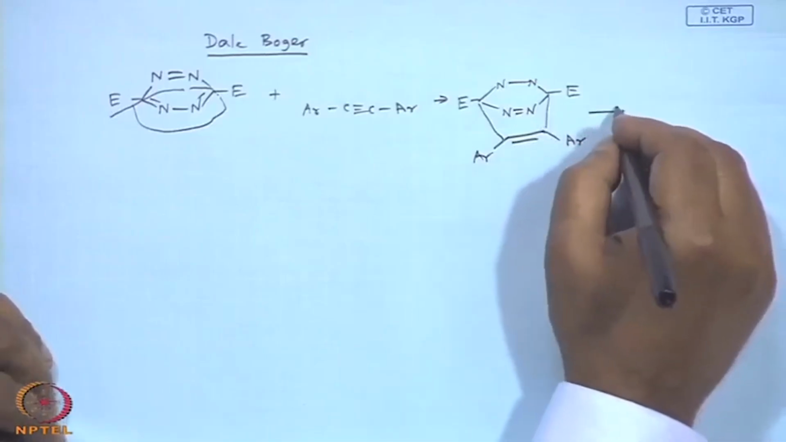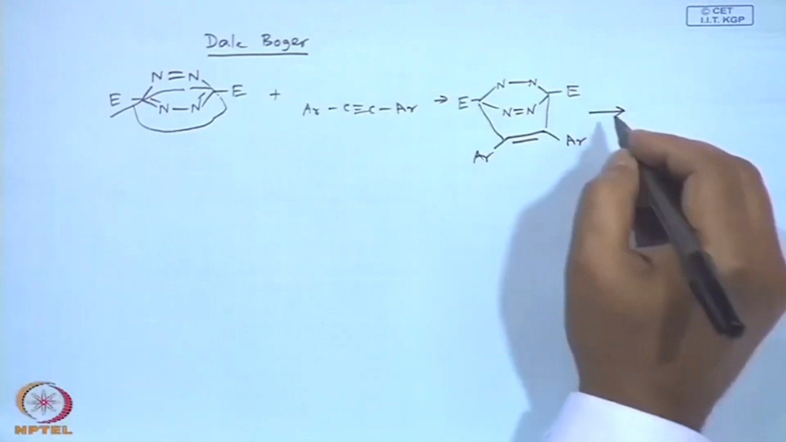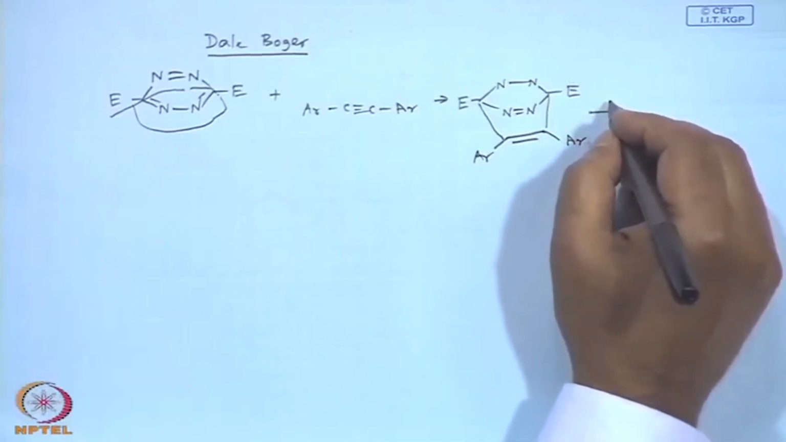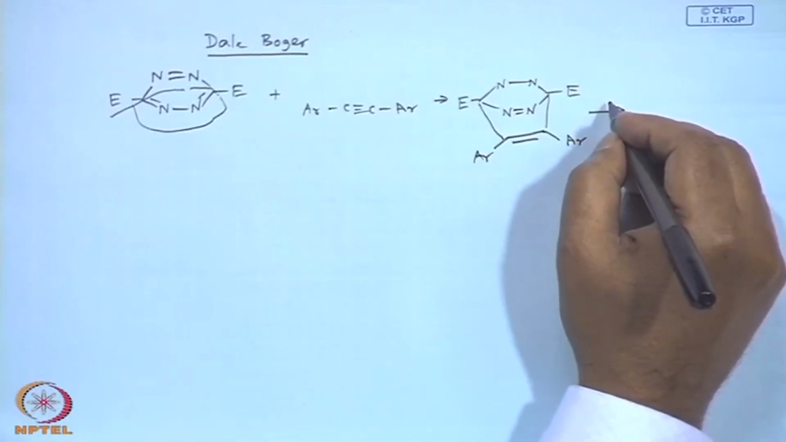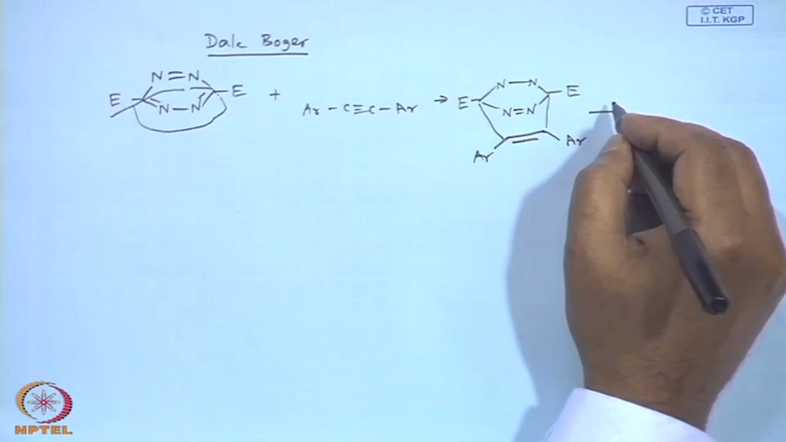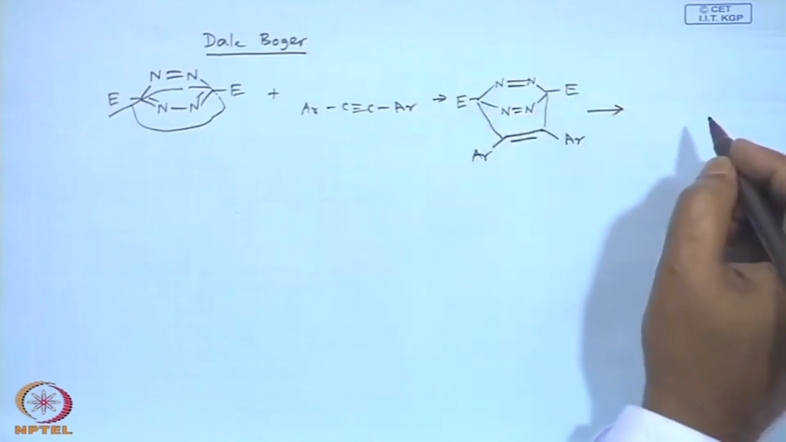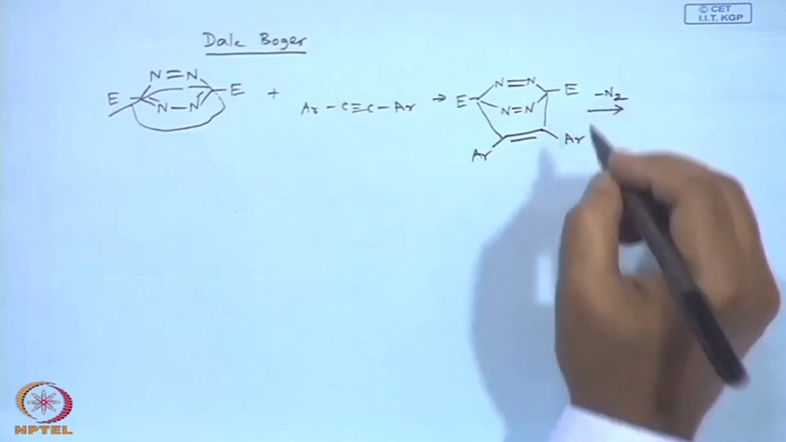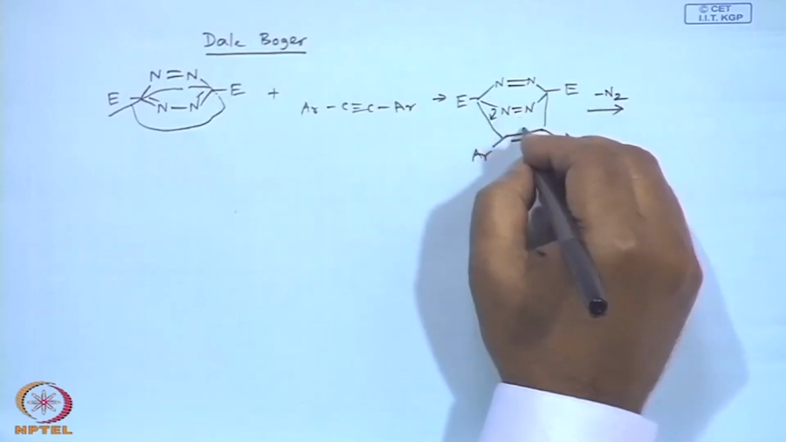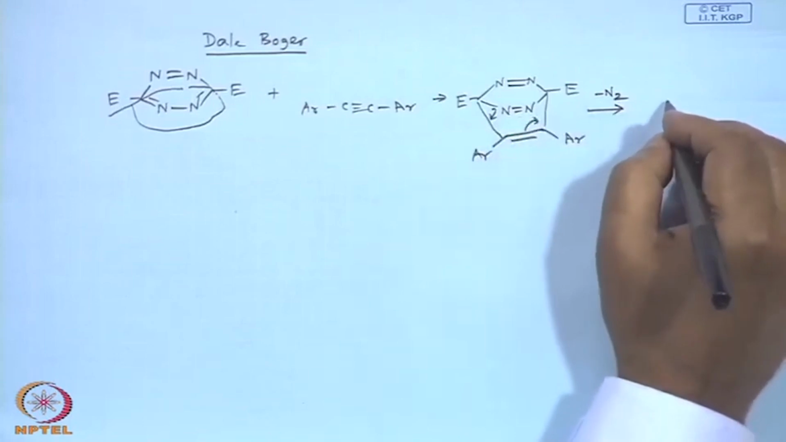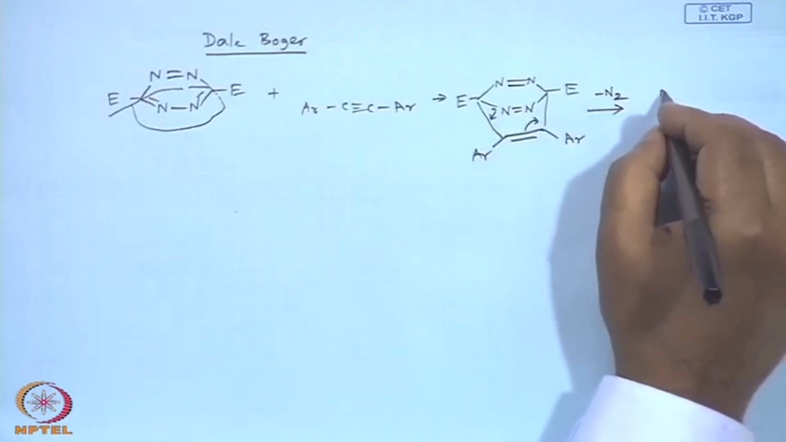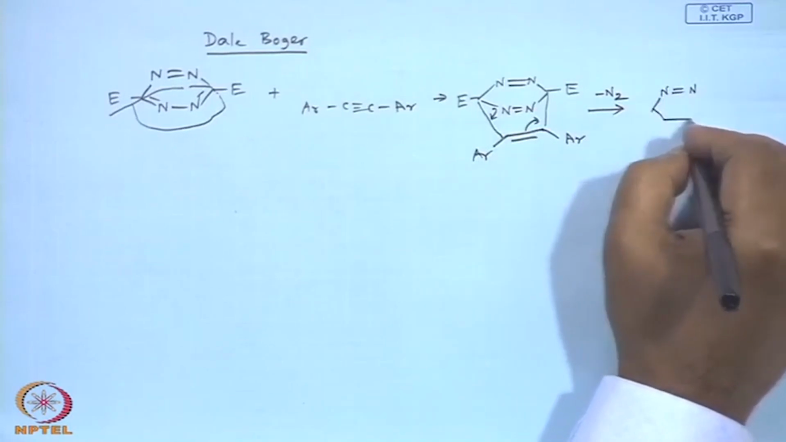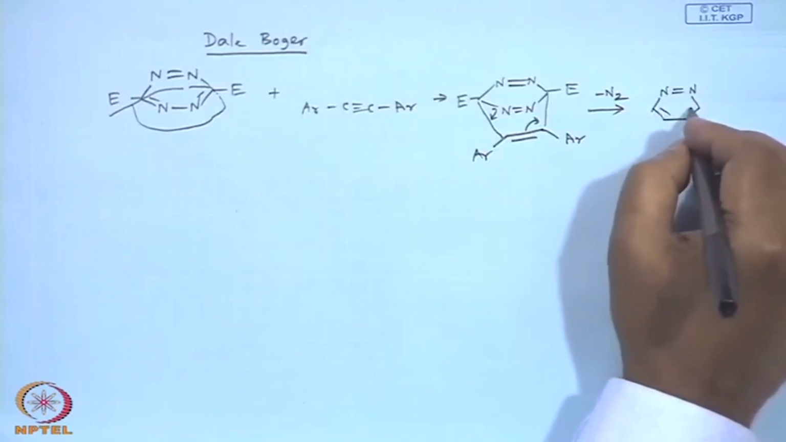So, what next? Actually, it does not stop here. If you keep on heating this reaction mixture, one can see there is a nice driving force here. What is the driving force? The loss of nitrogen. And so what you will find? You will find again a diazine. It is a diazine product.